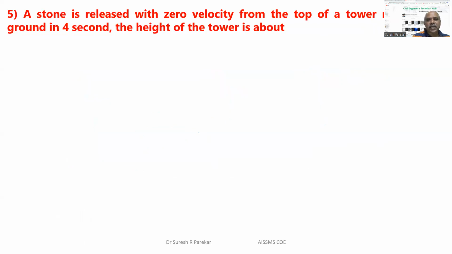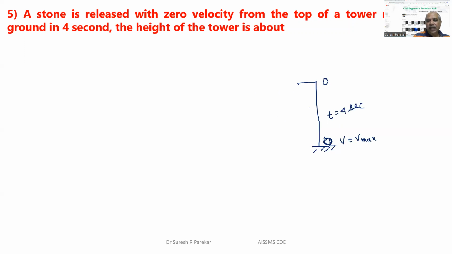Then we have a stone released with zero velocity from the top of a tower, which reaches the ground in 4 seconds. So we have this tower and we drop the ball, and it reaches the ground in 4 seconds. So t is 4 seconds. Velocity v is maximum when it reaches the ground, so it is not zero. Be very careful with this. This will be final, that is after 4 seconds. And we are interested to find the distance.